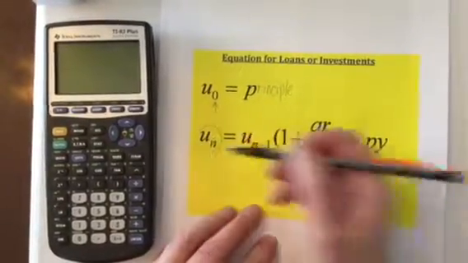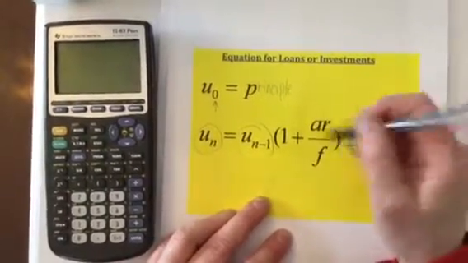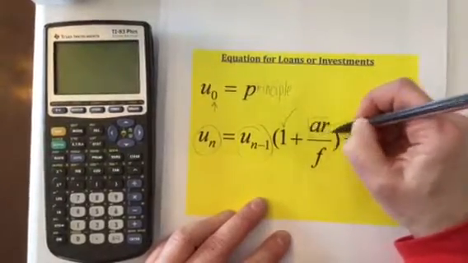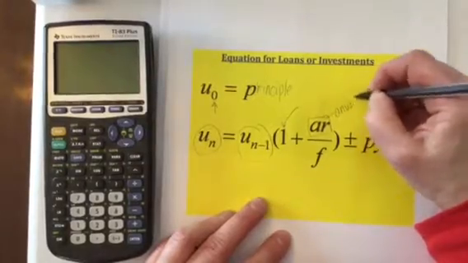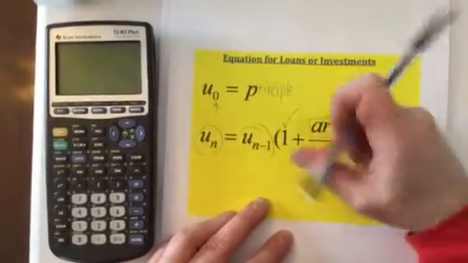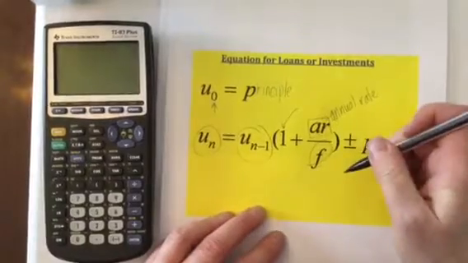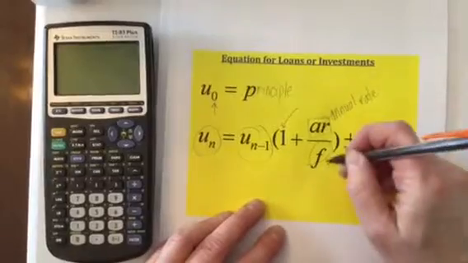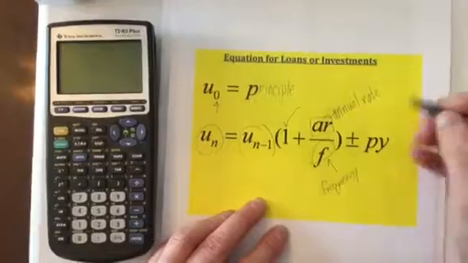To calculate u sub n, you'll take the year before, which is u sub n minus 1, and you'll multiply it by 1 plus the fraction made by the annual rate, divided by the number of times it's compounded. It's either quarterly or it's monthly. This is the frequency during the year that we will compound the interest.